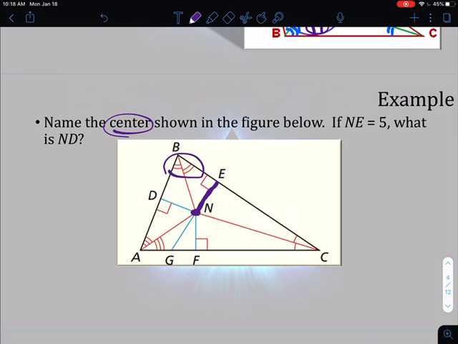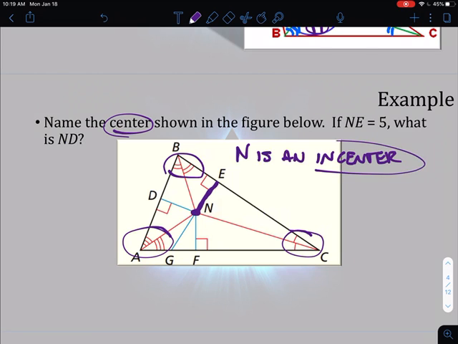Now, the other thing I noticed in the picture is that at each corner of my triangle, the angles are being cut in half. Angle A was cut in half in the bottom left, angle B was cut in half at the top, angle C was cut in half in the bottom right. So that means I have angle bisectors in the picture, which means point N is an incenter. So the first part of the question, what type of center is it? It's an incenter. Then, if it's an incenter, that means N out to E is the exact same as N out to D is the exact same as N out to F.